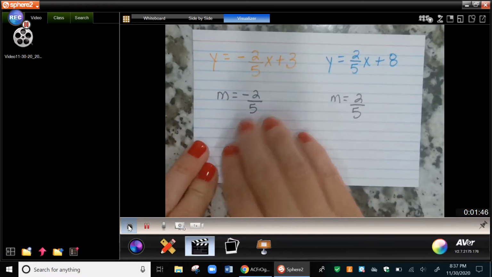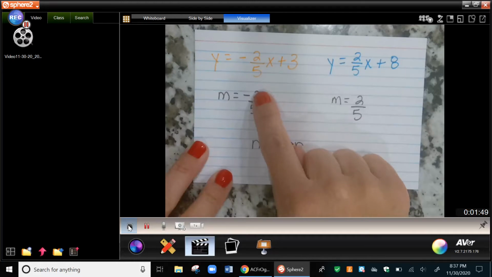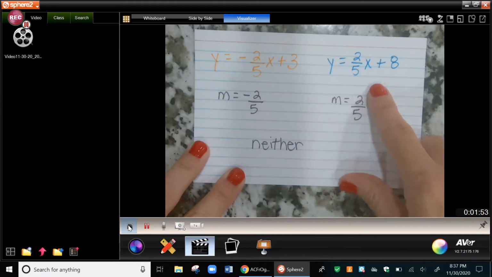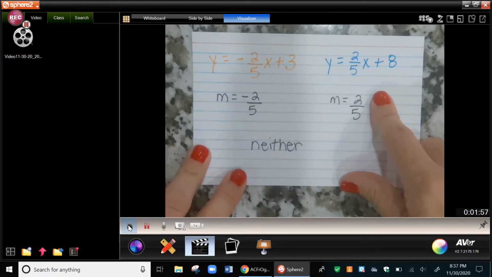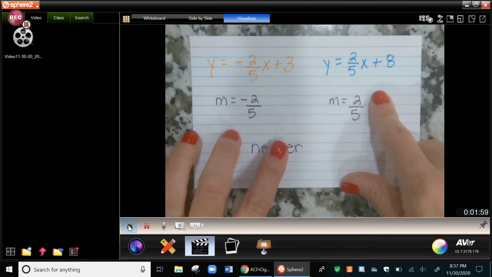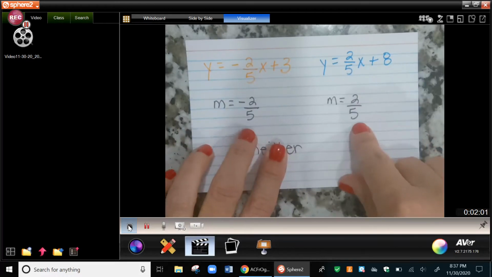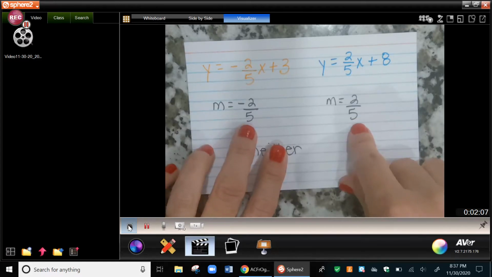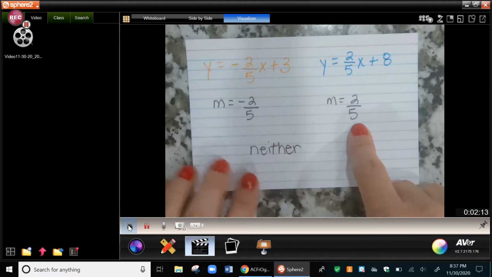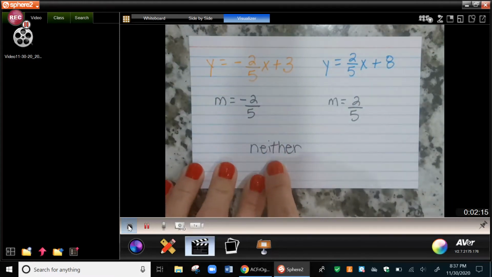Well, what's the slope of the first equation? It's negative 2/5, right? And the slope of the second equation? Positive 2/5. So I can't say that they're parallel because they don't have the same slope. One's negative and one's positive. So if one's negative and one's positive, that might make me think, hey, are they perpendicular? Well, no, because they're not reciprocals. These two lines are neither parallel nor perpendicular.